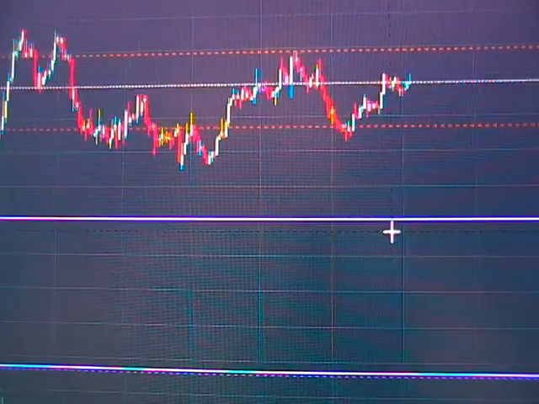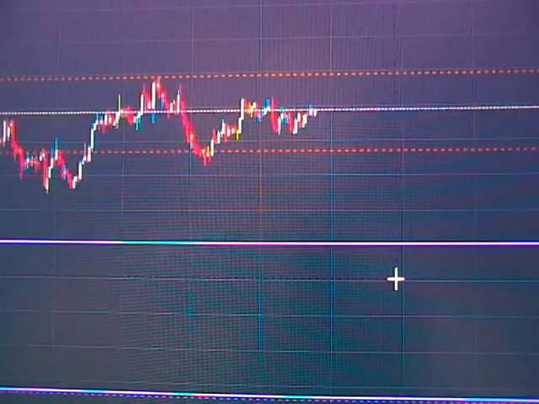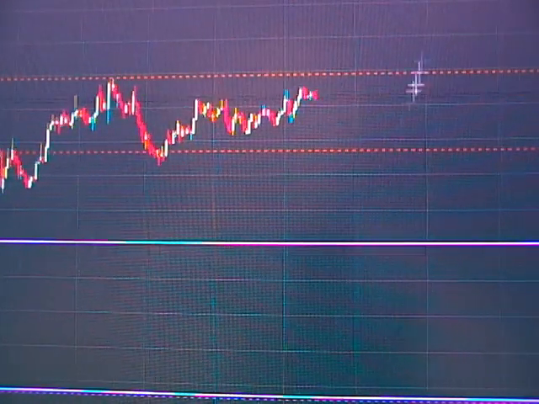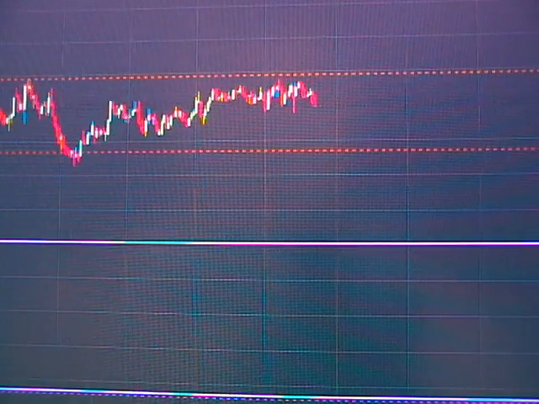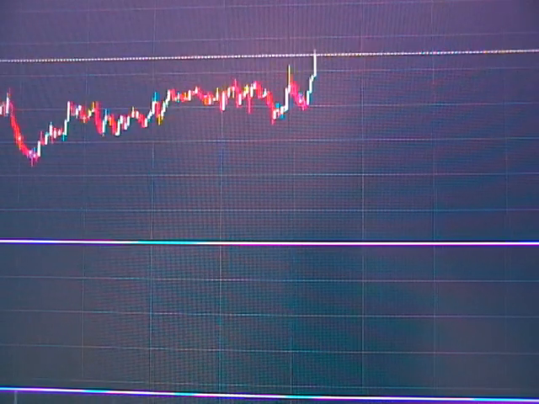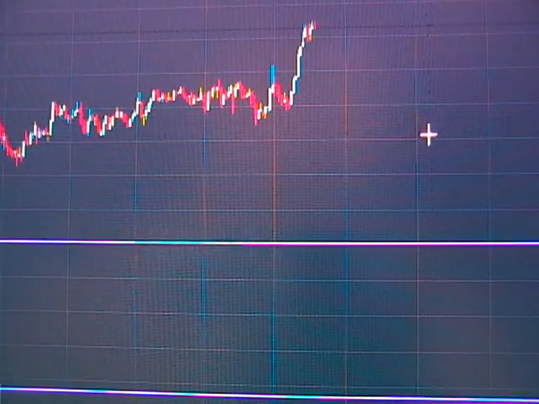Man, what the fuck? This is consolidating. We're not going anywhere. We're literally just consolidating. Yeah, I just broke my stop loss. Okay, fuck off.